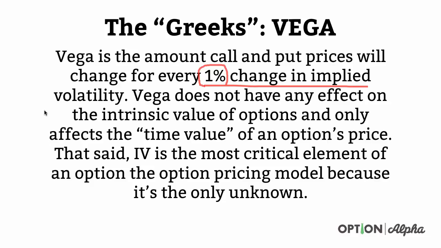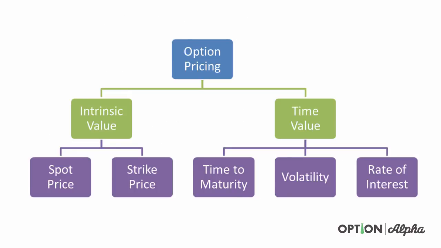Now, that said, IV is the most critical element of the options pricing model, because it's the only unknown component. When you really think about this, the options market knows almost everything to determine the price of an option. Going back to this options pricing chart here, we know the current stock price, check. We know the strike price in relationship to the current stock price. That's a given, so we know intrinsic value immediately.